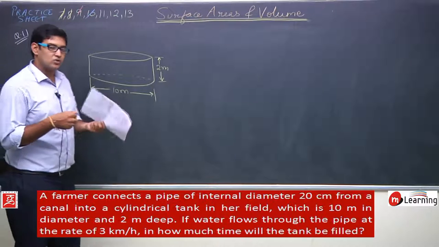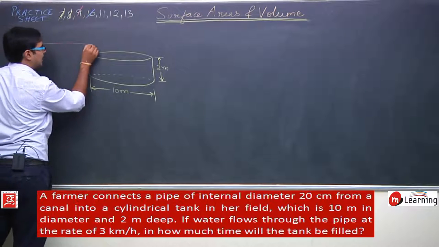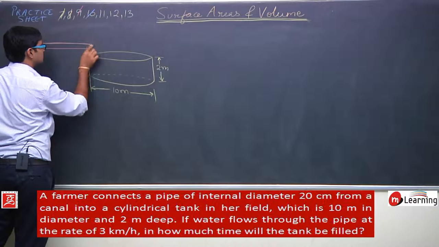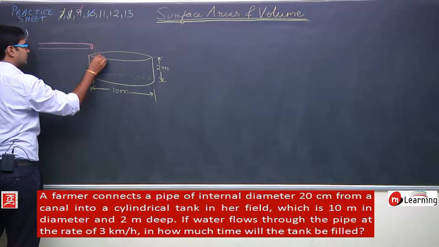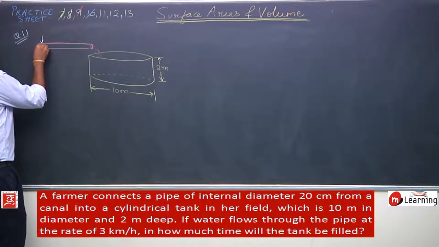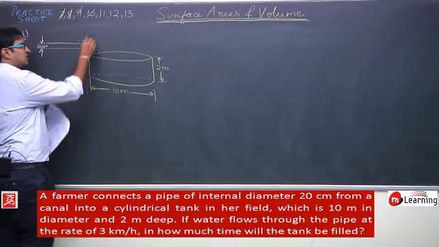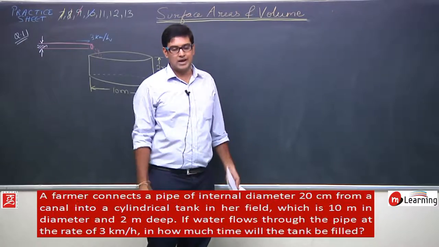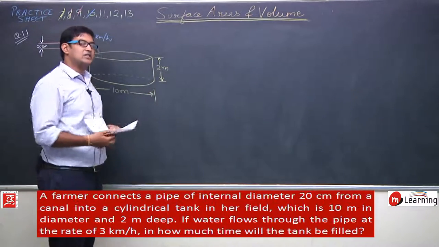The farmer connects a pipe whose internal diameter is 20 centimeters. So, the pipe that he connects to his tank is something like this. I can assume this is a pipe. So, like this, he connected this pipe to his tank, okay? And the diameter of this pipe is given as 20 centimeters. The water can flow from this pipe at the rate of 3 kilometers per hour. That is, in 1 hour, water can travel a 3 kilometer distance in this pipe. So, we need to determine how much time is required to fill this tank completely.